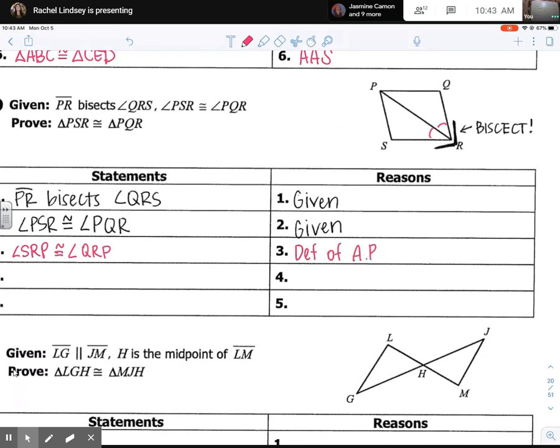I also need to mark what's given, and then I'm going to mark one other thing. Y'all go ahead and try that.